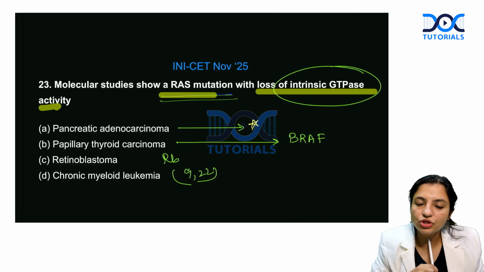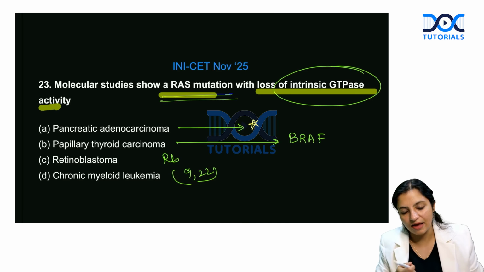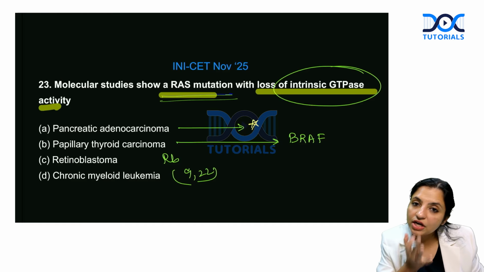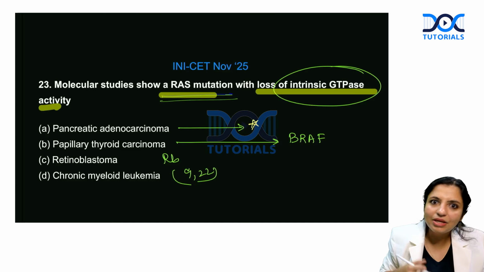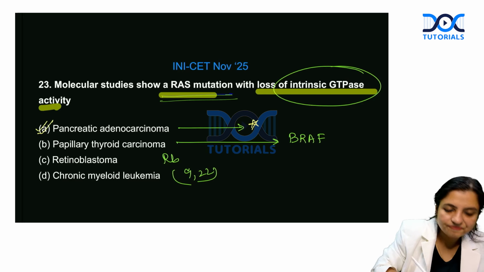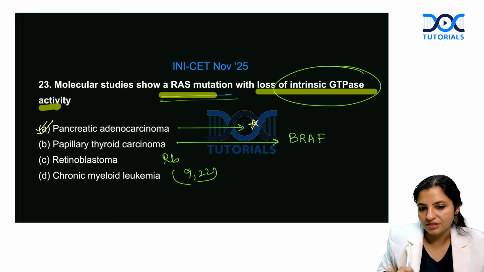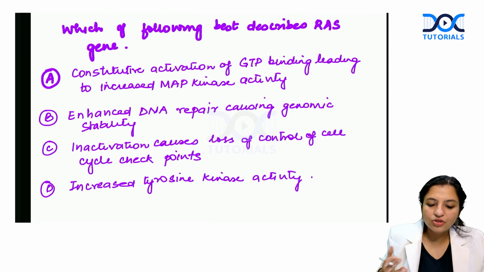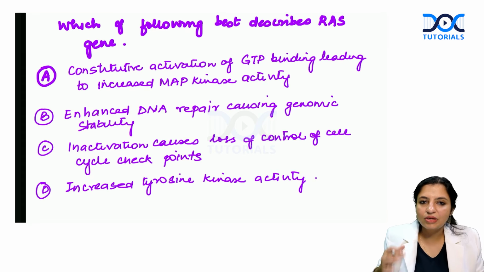What is the most common mutation of papillary thyroid cancer? BRAF. What is the most common mutation of retinoblastoma? RB gene. CML is due to translocation 9;22, that is BCR-ABL. So the answer here will be pancreatic cancer, which you should be very clear. Coming to the last one. This was another question which everybody gave me.